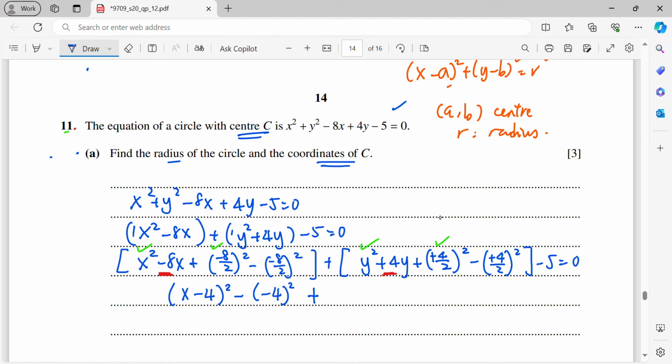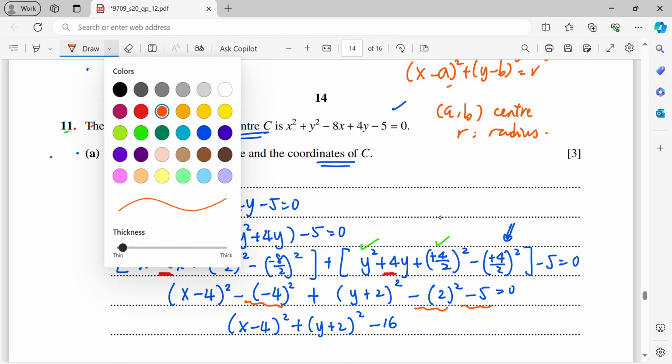And plus in the second bracket, y squared and plus 4 over 2 will be combined. It will be y plus 2, because 4 over 2 is 2, squared. Then minus this term, which is basically 2 squared. Then minus 5 equals 0. So now combine the first and third term. Just rewrite these two terms. Now this is basically minus 16. So I will just write here minus 16 and then followed by minus 4 and minus 9, minus 5.